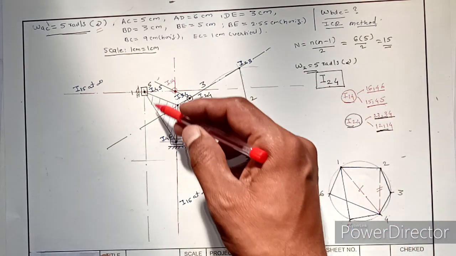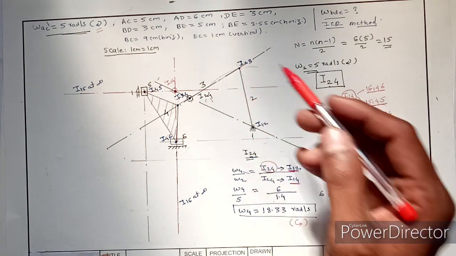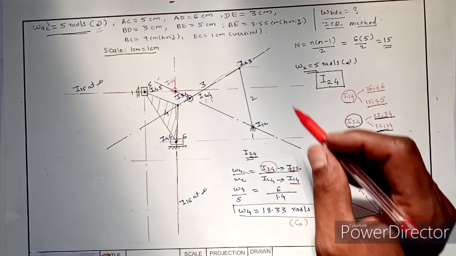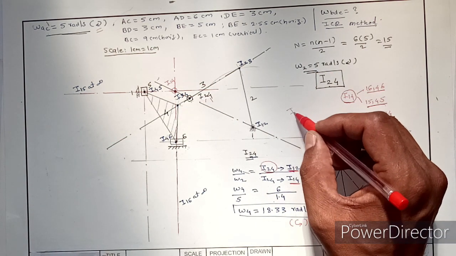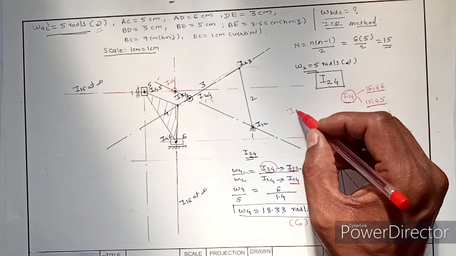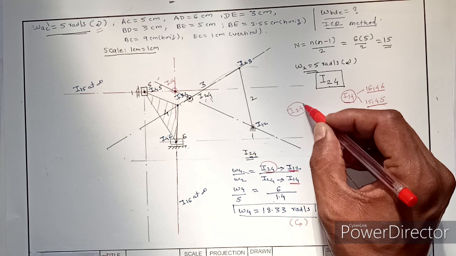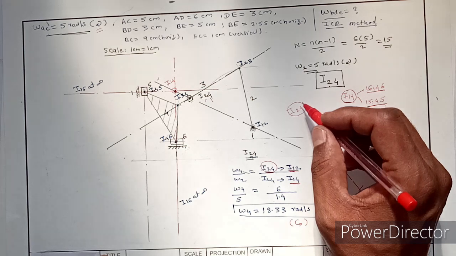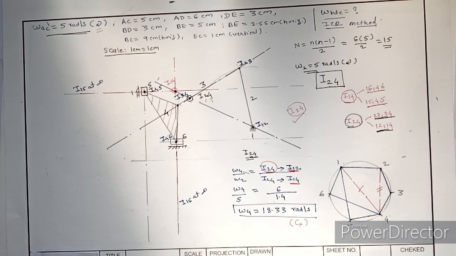Then we start plotting the obvious ICs, and after plotting each obvious IC, we join the corresponding points in the circle, and then we read the problem statement. We make a pair of known velocity with the unknown, and we concentrate on plotting that IC only. No need to draw or plot all the instantaneous centers. So we have plotted only I24.